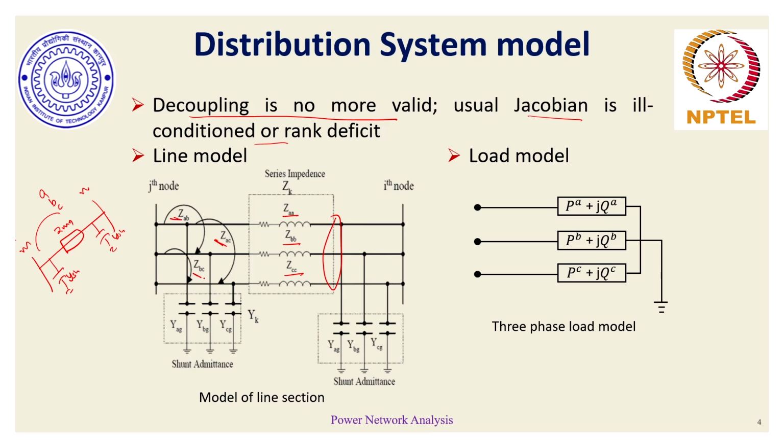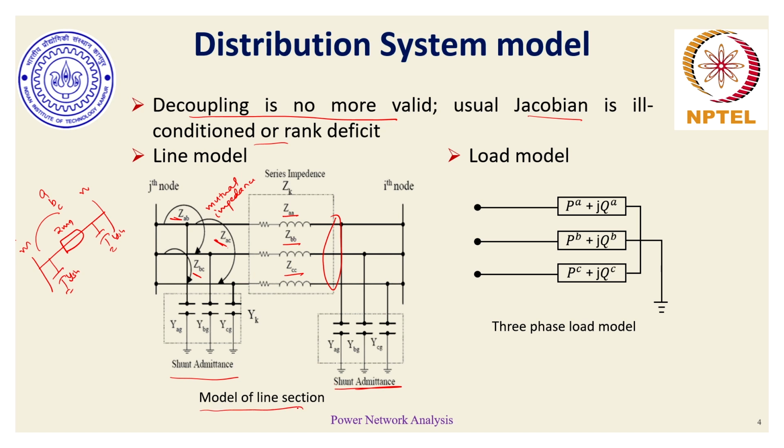In fact, the mutual coupling effect goes up in distribution networks because of the closer vicinity. So ZAB, ZBC and ZAC represent the mutual impedances, or mutually coupled impedances, between the phases, and the corresponding admittances of the half line part are present on either side. This is for the typical distribution line network model.